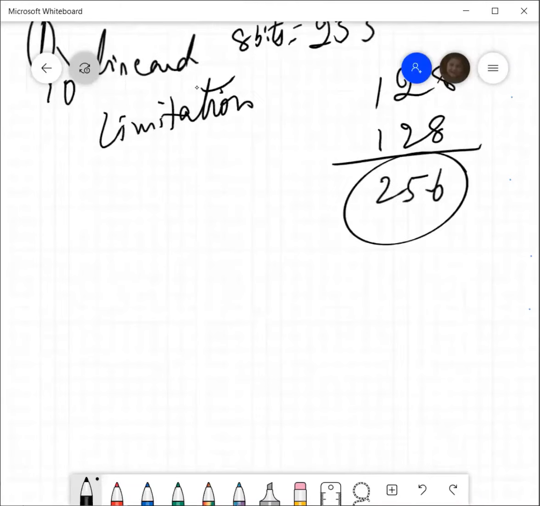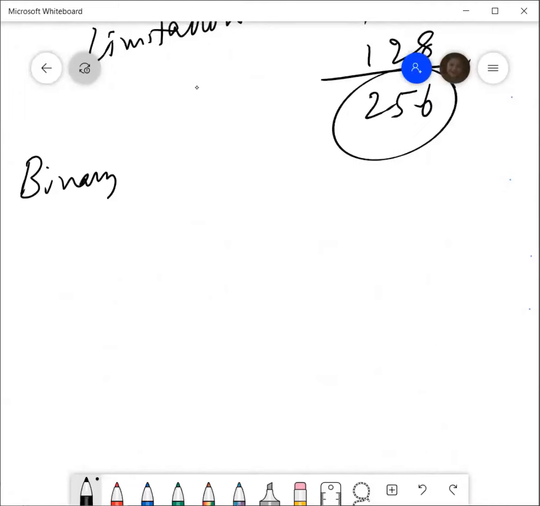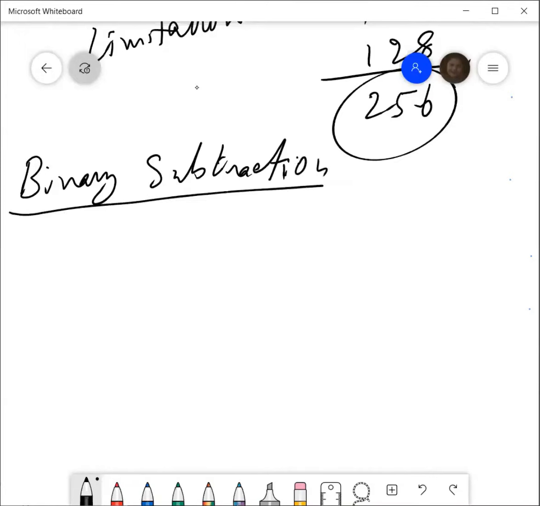And now the last thing is binary subtraction. This is also very easy. And how do we do binary subtraction? Let's suppose the examiner says subtract 12 minus 2.